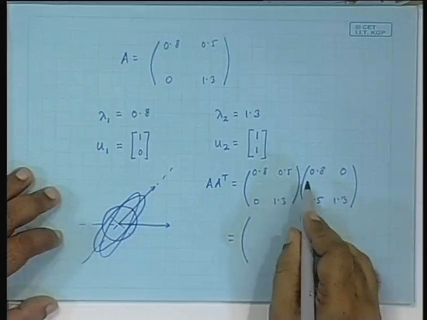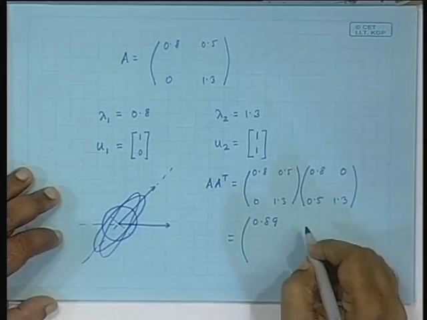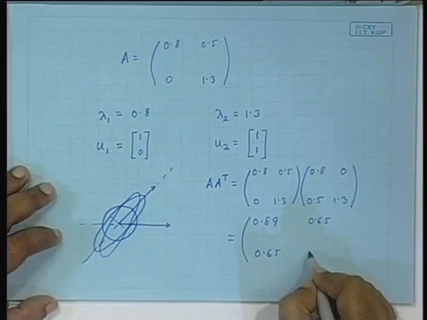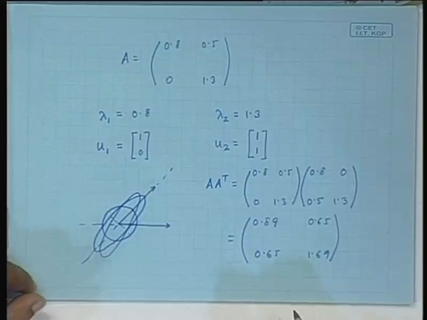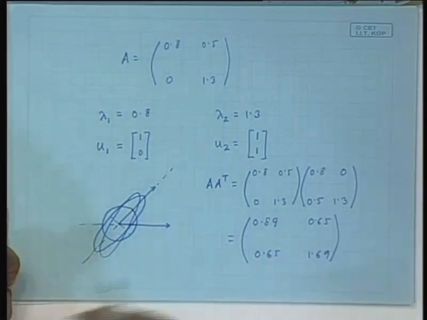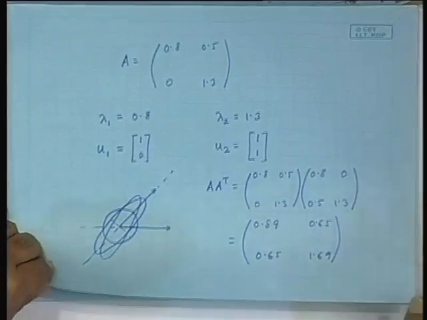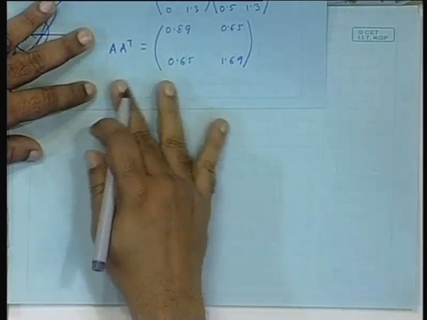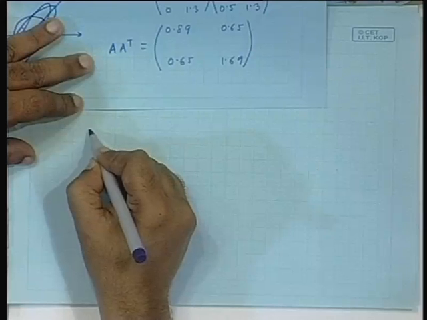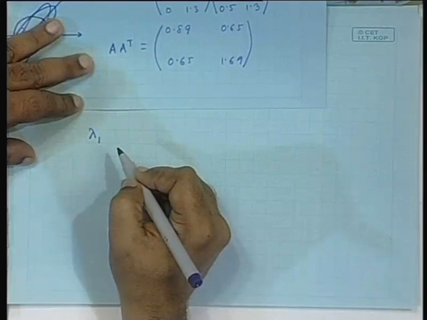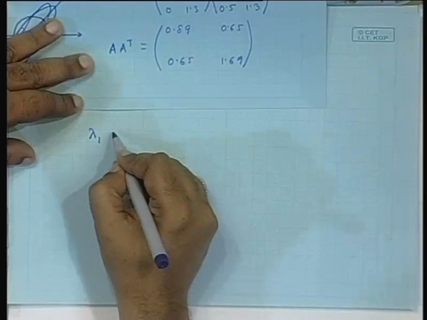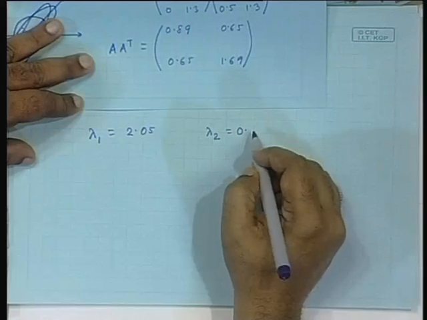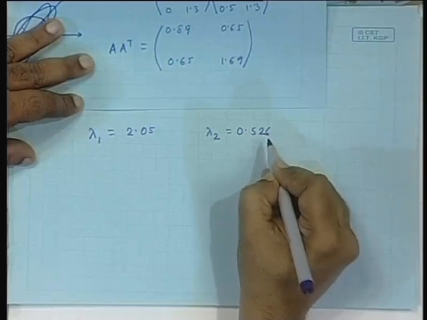How much? 0.89, 0.65. Okay. So, what are the eigenvalues and eigenvectors of this? We start from here. Here is A transpose. Its eigenvalues are 2.05 and 0.56 or 0.57, something like that.